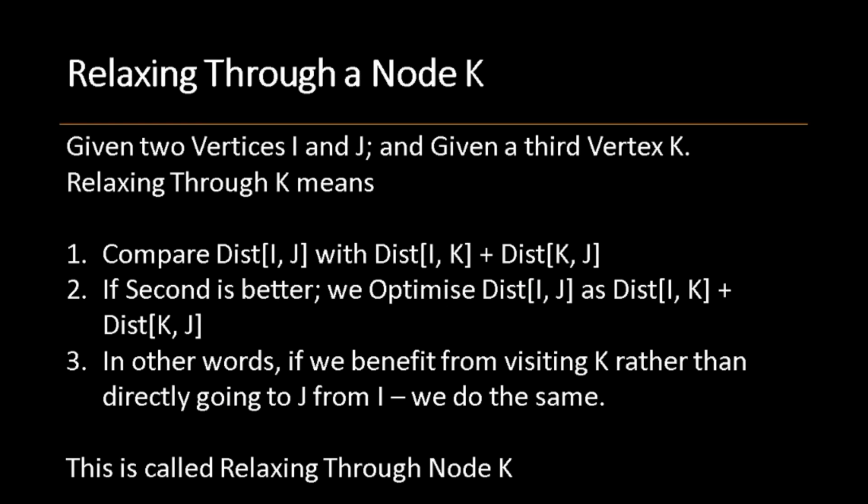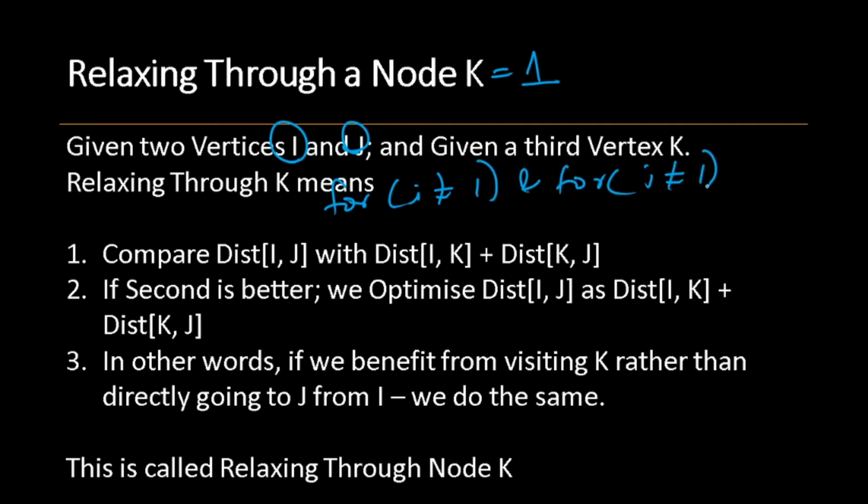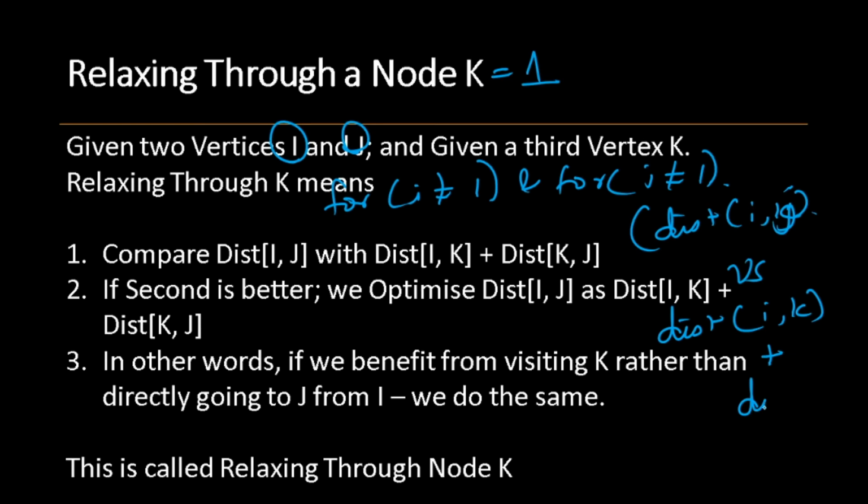Let's go back to our definition. So here k will be equal to 1. So for every other node, for i that is not equal to 1 and for j that is not equal to 1, I will compare distance i comma j versus distance i comma k plus distance k comma j. That's what I will do.